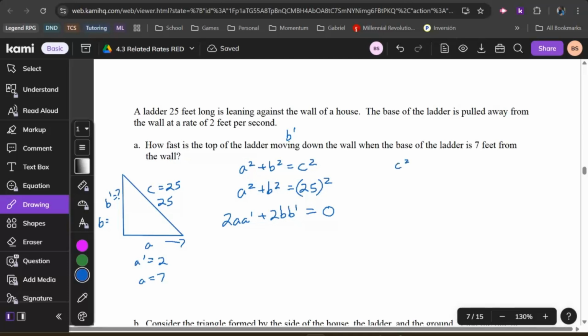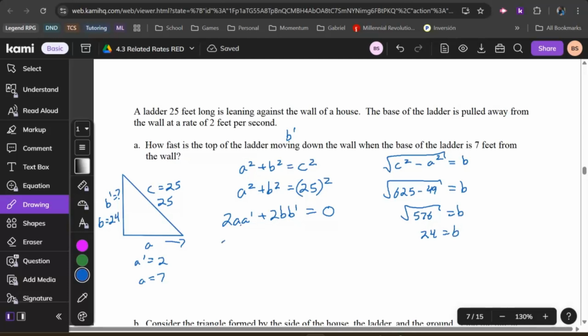And so what that means is that C squared minus A squared is going to be equal to B squared, or B is equal to the square root of those. So B is going to be equal to the square root of 25 squared, or 625, minus A squared, or 7 squared, or 49, and that's equal to B. If we subtract those, that's going to give us 576, and the square root of 576 is 24.